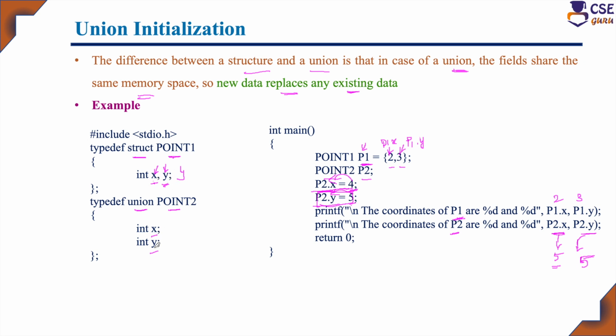But here what will happen in the union is that x and y will share the same memory location. If you initialize a value to x, the x value will be stored in the memory location. Again, if you initialize a value with y, the x value will be replaced, and only the y value will be retained. So the most recent update of data with any member of the union will be retained; only the recent update will be taken. That is the difference. Okay.